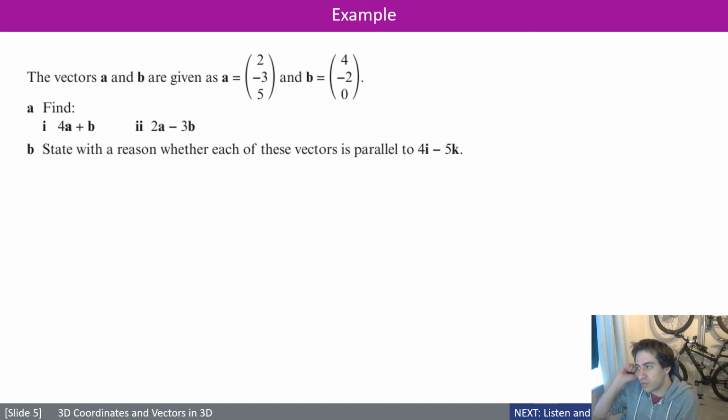All right, let's look at the next example. Okay, so this is going to be a reminder of how to use the scalar property or the scalar notation to talk about parallel vectors. We're just going to use it for 3D ones. So you've got two vectors a and b. There they are. First of all, find 4a plus b and 2a minus 3b. That's pretty simple.